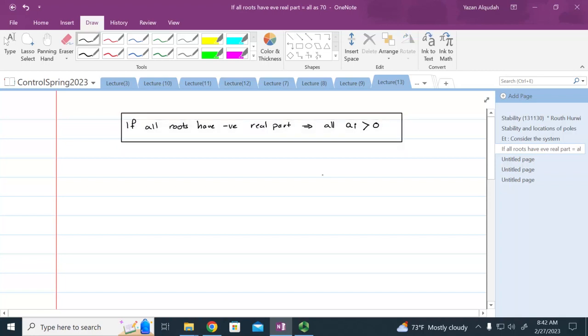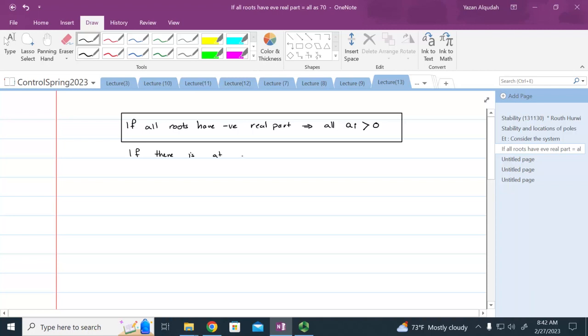If all the roots have negative real part, which means they are in the left half plane, then all the coefficients of the polynomial are going to be positive. So based on this, we can conclude also that if there is at least one coefficient that is less than or equal to 0, then that will mean that there are roots on the j omega axis or in the right half plane.